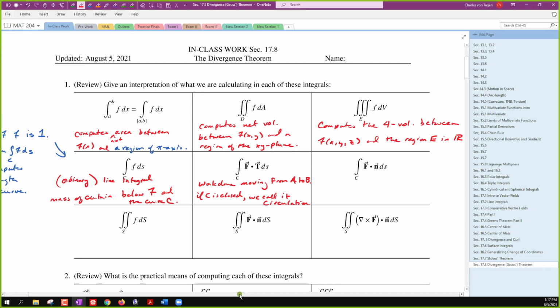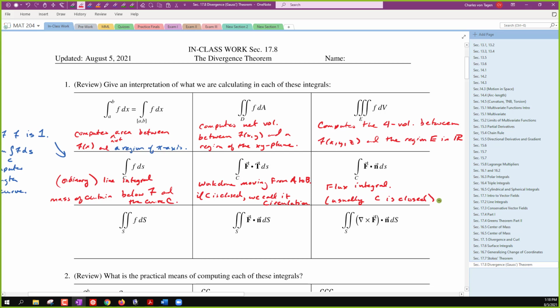Anytime you see an n vector in there, what's our interpretation of that? It's a flux integral. Exactly. So this is a flux integral. And I'll just say that usually, if we're asking you to compute flux, we use a closed curve. I can't think of any example we've given you where we haven't had a closed curve for that.